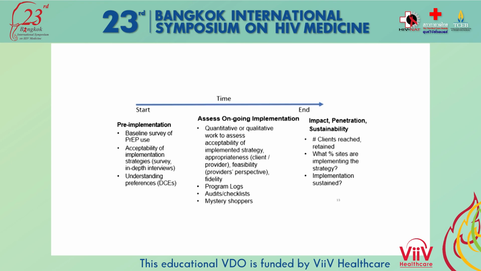So from the client provider feasibility. So you're not just asking about PrEP, but for example, if you're doing an education program, you're asking about that education program. You can use program logs and audit and checklist, mystery shoppers for fidelity, for example. And then you can also think about afterwards, the penetration and sustainability, like how many folks did you reach, retain, how many sites were implementing your strategy, and was it sustained over time, or did they do it for a little bit, this education program, and then they just went back to baseline after a while?